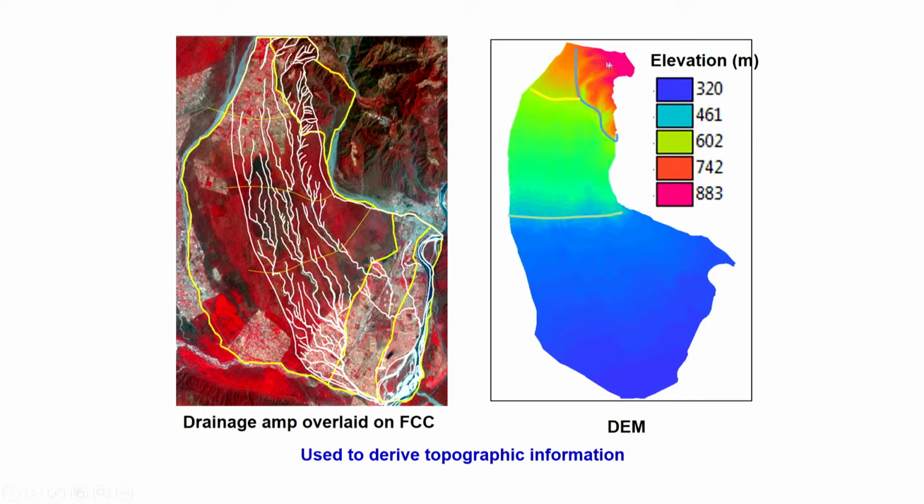And here I have taken a digital elevation model also, where you can see that the blue color is showing the less elevation and red color is showing the highest elevation. So here is the high slope, here is the gentle slope. So topography can be interpreted from the digital elevation model, and also from the drainage map.